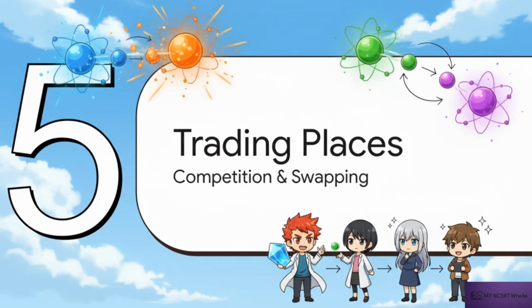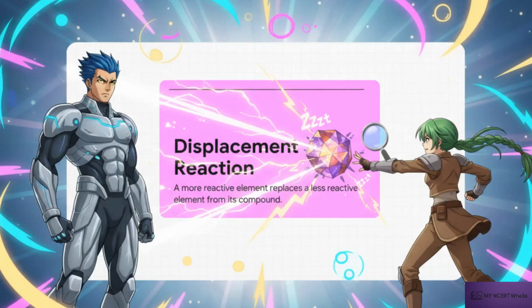So, we've seen elements build things up and break them down. But one of the most interesting things they do is swap places with each other. And this isn't just random. Oh no, it's a full-on competition, and it's all based on a clear pecking order of who's toughest. This is called a displacement reaction. The best way to think about it is like a competition. If a more reactive or, let's say, stronger element shows up, it can literally kick a weaker, less reactive element out of its spot in a compound and take its place.